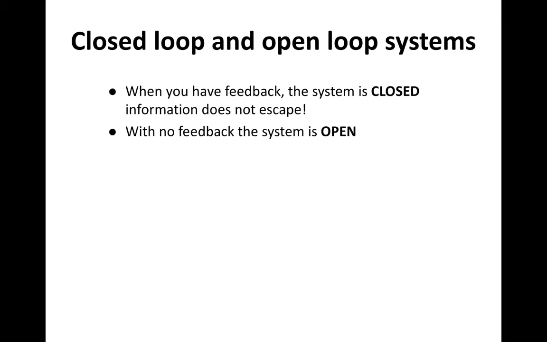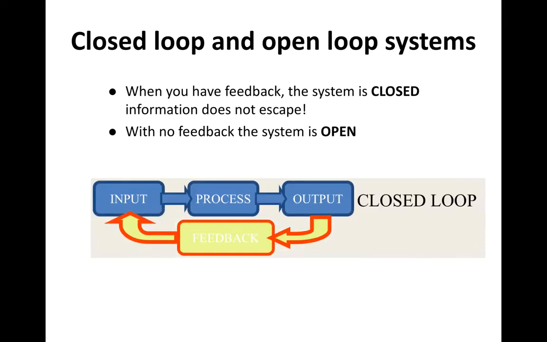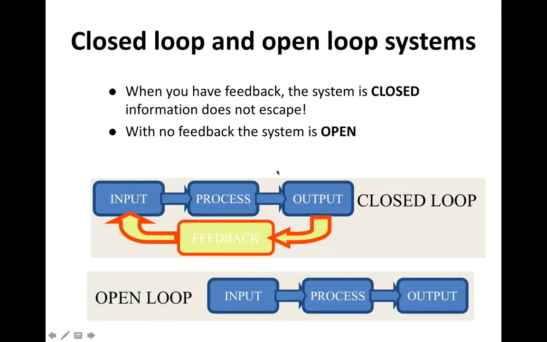Once you introduce feedback, you then have this idea of what we call closed and open loop systems. A system that's got feedback in it is a closed loop. If you look at it, the information cannot get out. That's why it's called closed. It will just keep going around and around and around. Whereas a standard basic system is called open. It starts and it finishes, end of.